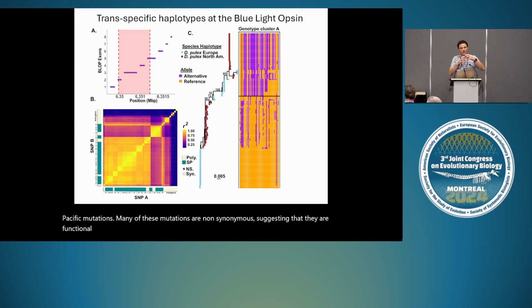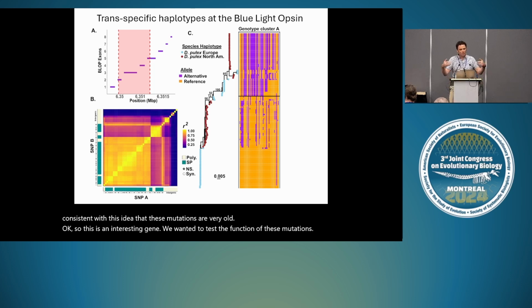And then when you build that allele tree surrounding that blue light opsin, what you can see is that indeed the alleles cluster by allele type and not by species, again consistent with this idea that these mutations are very old. Okay, so this is an interesting gene, and we wanted to test the function of these mutations.